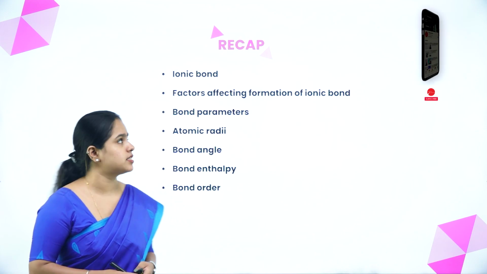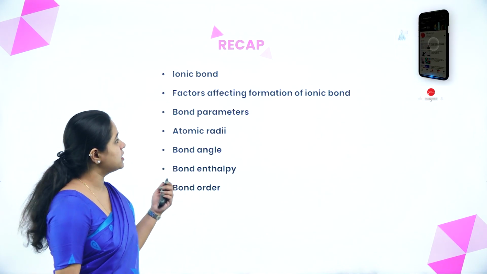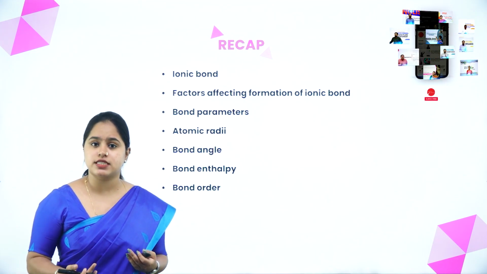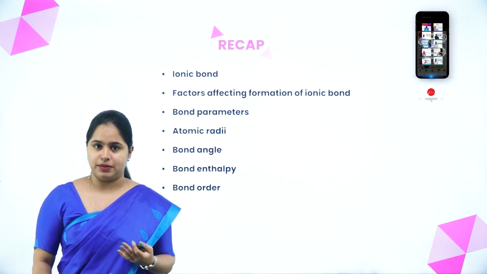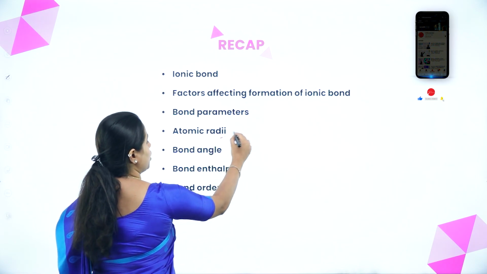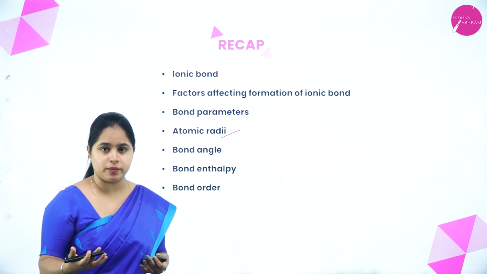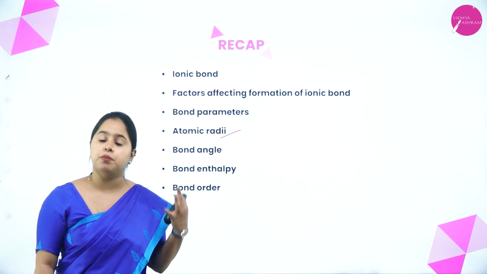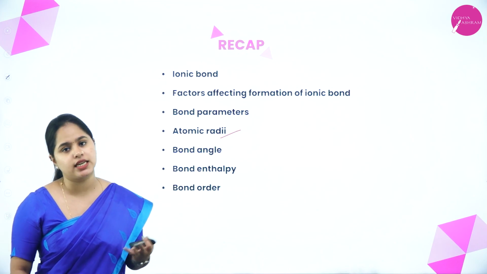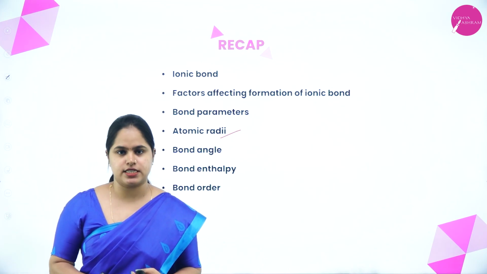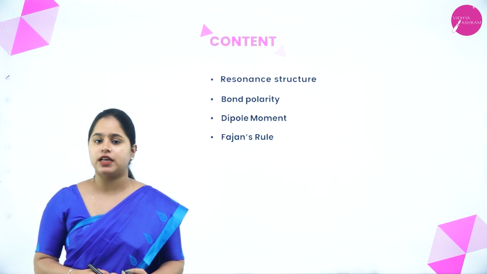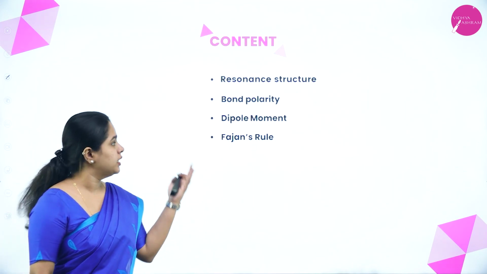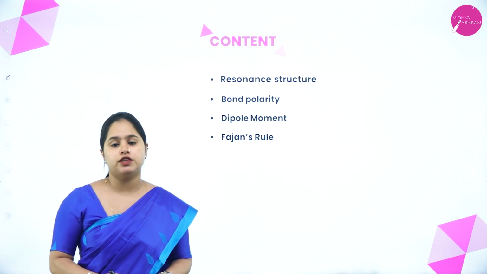Last session, we discussed ionic bond, the factors which were affecting the formation of ionic bond, right? And then we discussed the bond parameters, right? In detail, we discussed atomic radius, the different types of atomic radii, yes, and then we discussed bond angle, bond enthalpy, and bond order, and how they are interlinked with each other as well. So in today's session, we'll be discussing resonance structures, then bond polarity, dipole moment, and finally Fajan's rule.